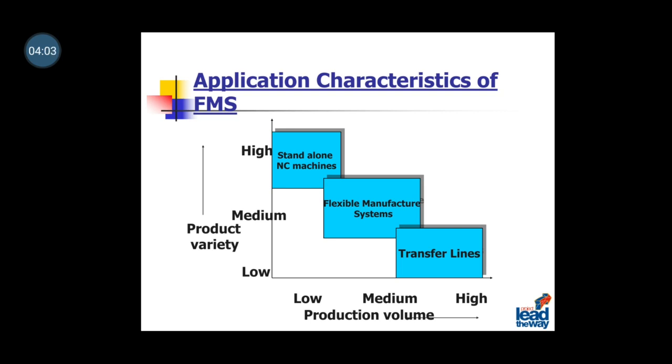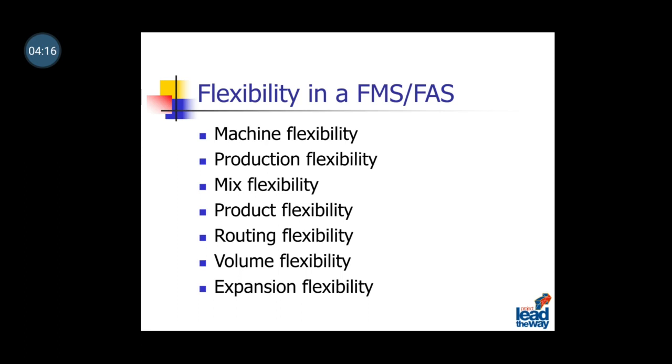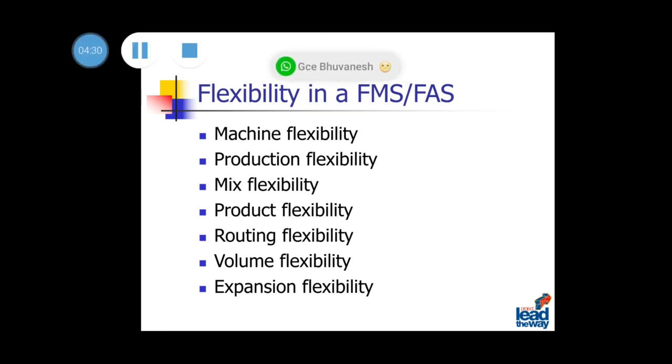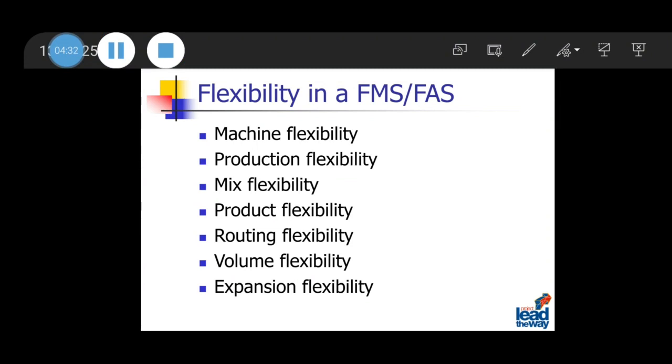So when the product variety is high, we can go for standalone NC machines, whereas when the product volume is high, we can go for transfer lines, and for mid volume and mid variety, we can go for FMS. So the flexibility or the capability of FMS includes machine flexibility, production flexibility, mix flexibility, product flexibility, routing flexibility, volume flexibility, and expansion flexibility.